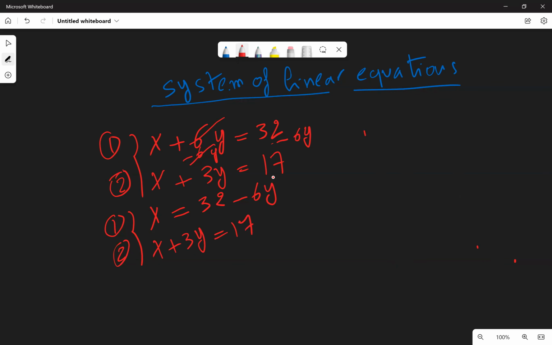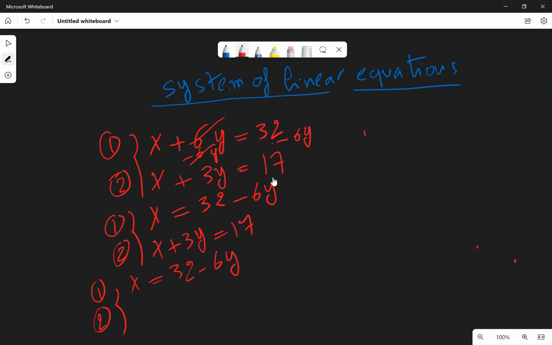All right, so now that we have x written in terms of y, we do the same thing as in the first example. We go back and substitute 32 minus 6y for x in the second equation, and then solve for y. So let's do that. Here is my first equation, and the second equation. I'm going to leave my first equation the same, x equals 32 minus 6y. Now I'm going to go ahead and substitute 32 minus 6y for x.